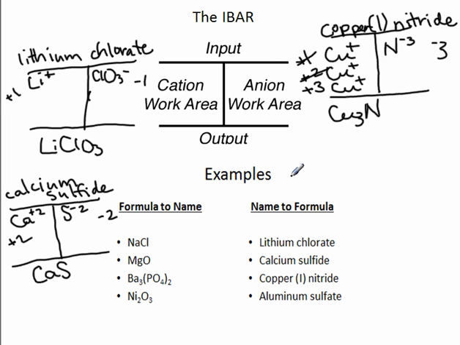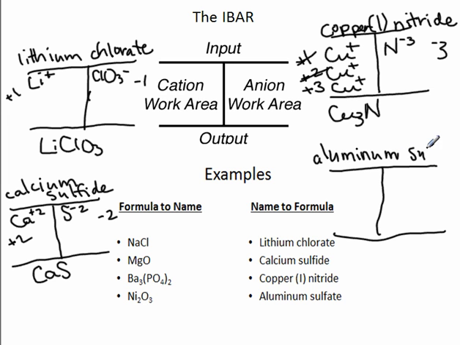The last example that we're going to do here is aluminum sulfate, so again, an I-bar. Aluminum sulfate is my input. That's what's given to me. Aluminum from my periodic table is an Al. It has a +3 charge.